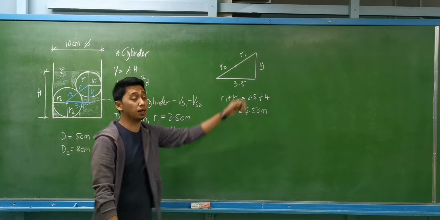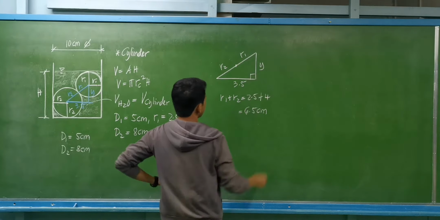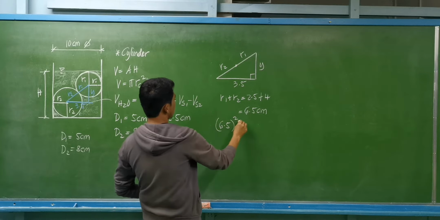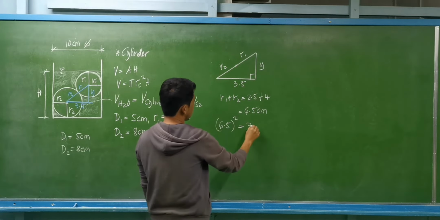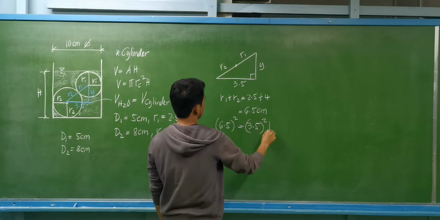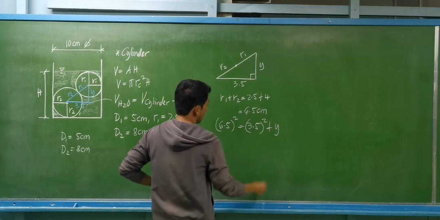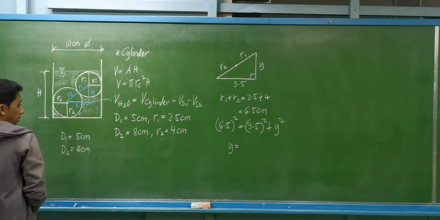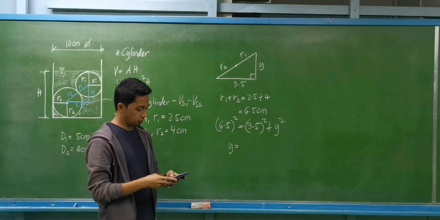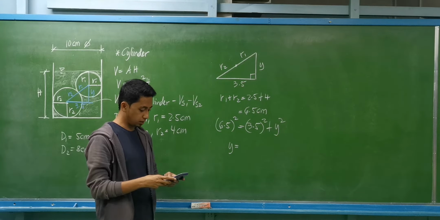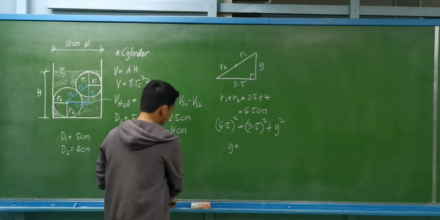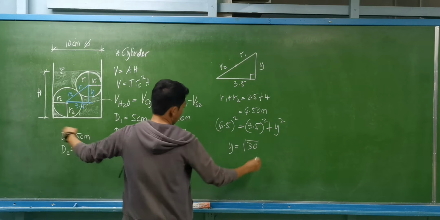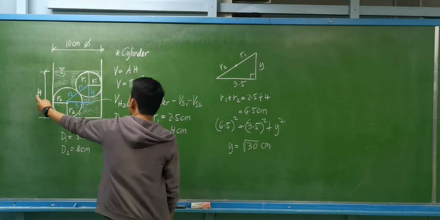So how do we compute y? That is by the Pythagorean theorem. So we have 6.5 squared equal to 3.5 squared plus y squared. So let us compute the value of y. That is the same as 6.5 squared minus 3.5 squared, then square root. So we have it as the square root of 30 centimeters. How do we compute h?